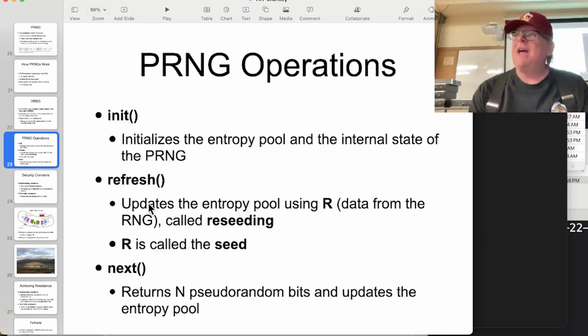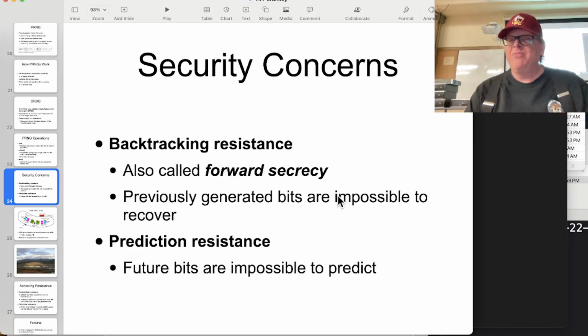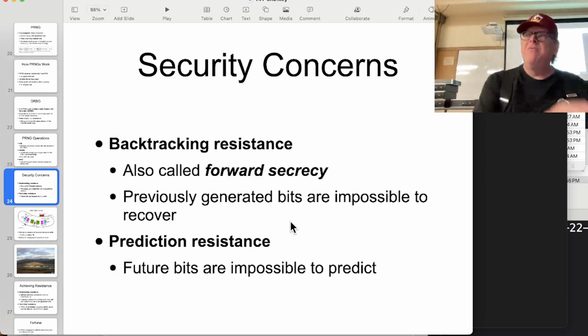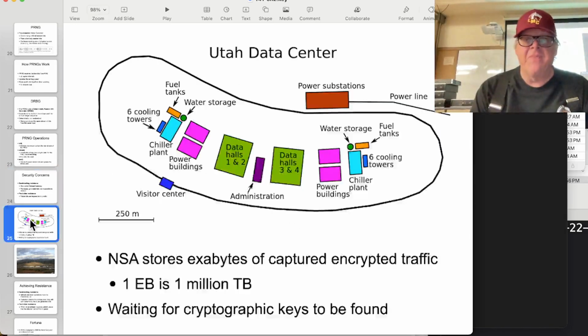The early ones would actually stop creating numbers when they ran out of the pool. And that would seem like the right thing to do, but that turns out to be worse than the alternative. So we'll talk about this. Here's security concerns. One is called forward secrecy. Can you measure the bits and recover the old bits from it, and prediction resistance? If you take a sample of the bits, can you predict the ones before or the ones after? And you don't want either of these to be possible, of course.